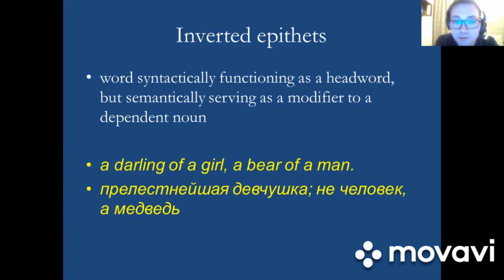So here the word darling is used as a head word, but actually it's an attribute to the word girl. Or a bear of a man. Here the word man is the head word, and the word bear is an attribute to it. And translations of those expressions are прелестнейшая девушка, не человек, а медведь, right?